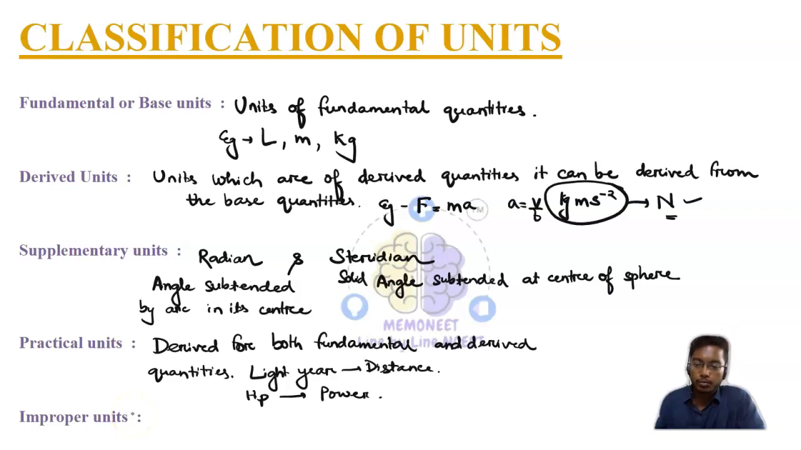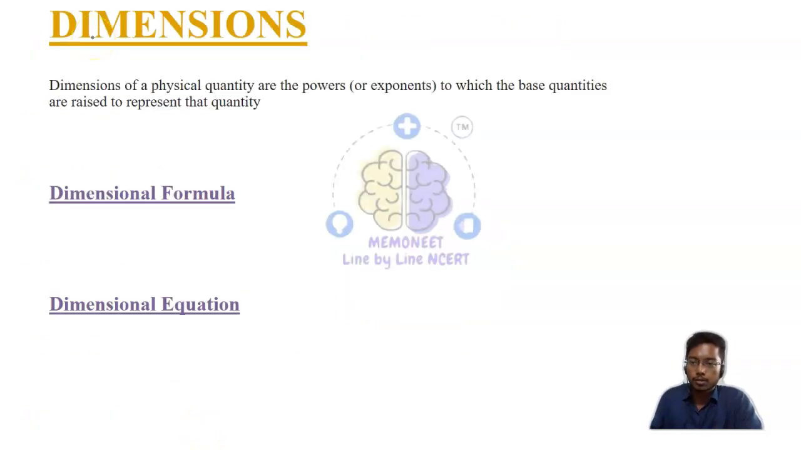These are the units which are not of the same nature as the physical quantities for which they are used. For example, kg weight is an improper unit of weight. Okay, so start with the dimensions.